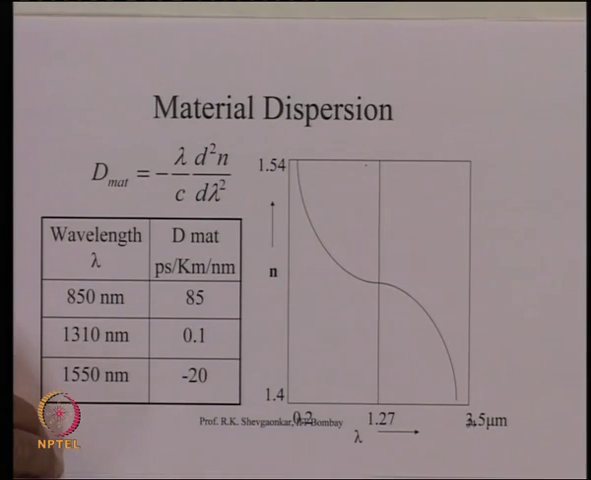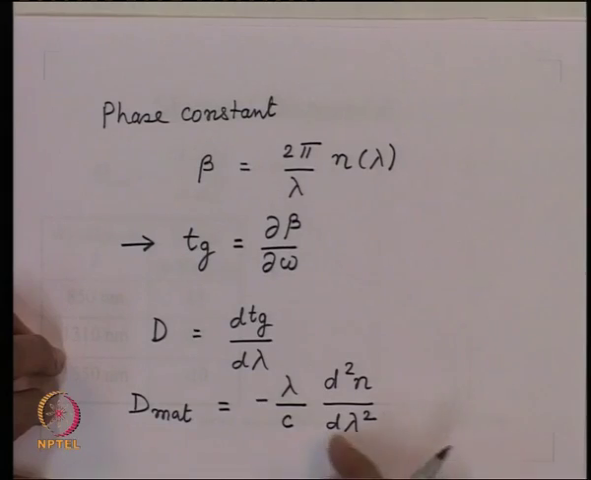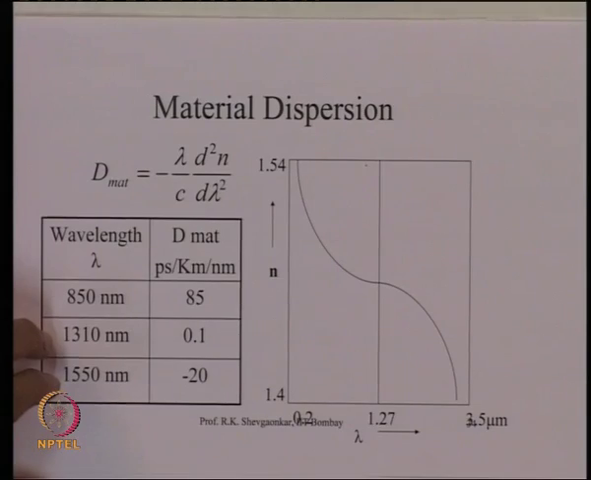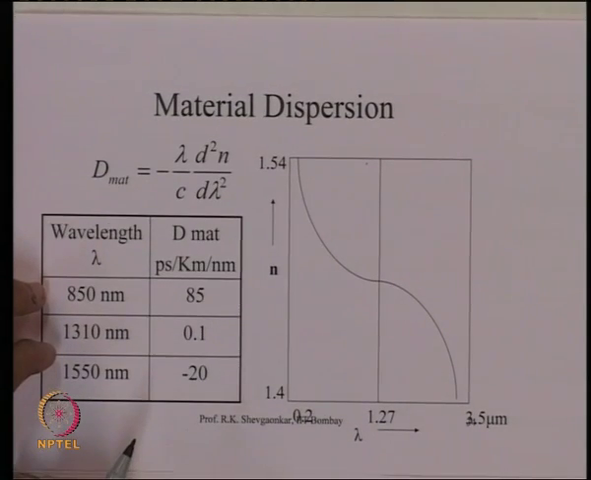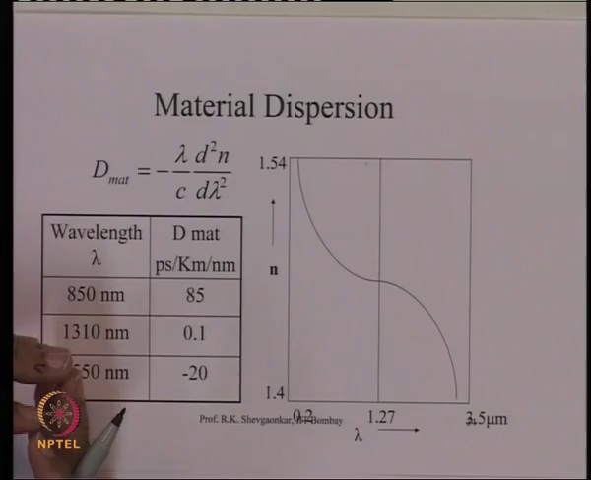So, this quantity d2n by d lambda square goes to 0 at the wavelength which is 1270 nanometer, and as a result the material dispersion becomes 0 at 1270 nanometer. So, this is a natural property of glass, that even if I had not made optical fiber out of glass, the glass would have a 0 dispersion at a wavelength which is 1270 nanometer.